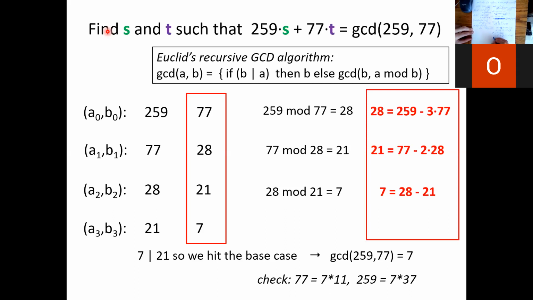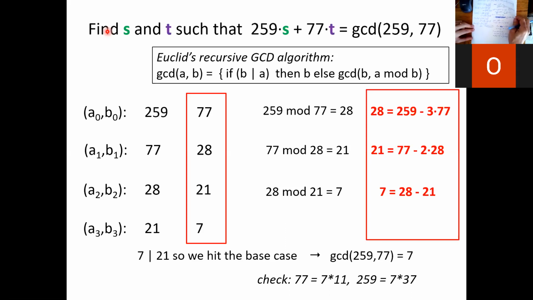And now I just group the elements. So I have B times C times 77 plus A plus BD times 28. So I did represent this guy as a linear combination of these two.